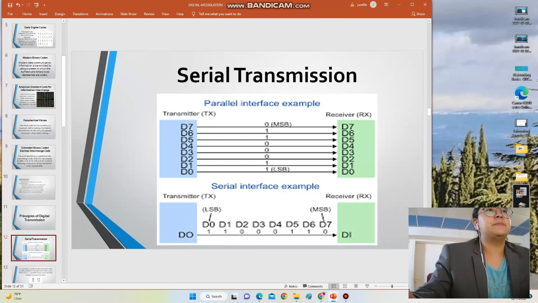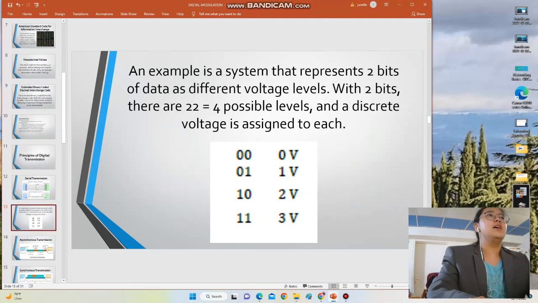This is the MSB and LSB. This is the LSB and this is the MSB. So you can see the difference between the parallel interface example and the serial interface example. An example is a system that represents 2 bits of data as different voltage levels.